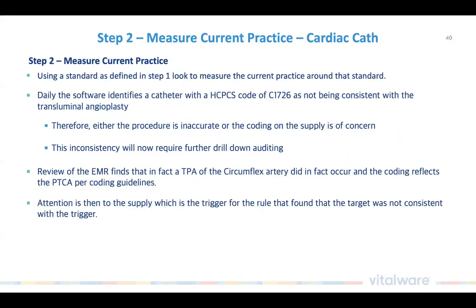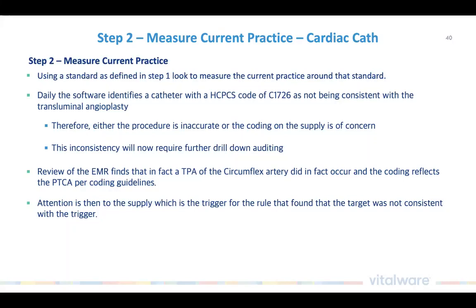You measure your practice. So using one, I set up the standard. I looked at the catheter and devised HCPCS code 1726 is not being consistent with the transluminal angioplasty. And I had 50 of these, either in my manual review or my software review. So either the procedure is inaccurate or the supply is. The inconsistency needs further drill down. Is HIM coding it wrong every time, the procedure, or is the supply wrong? So review of the EMR finds that a TPA of the circumflex did occur, and the coding reflects those guidelines.